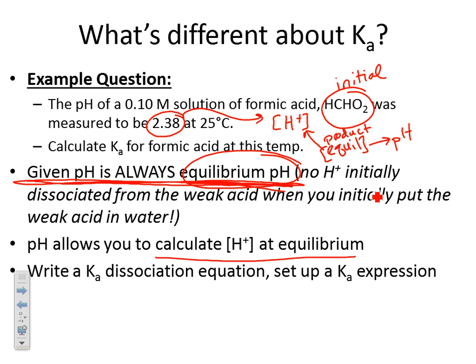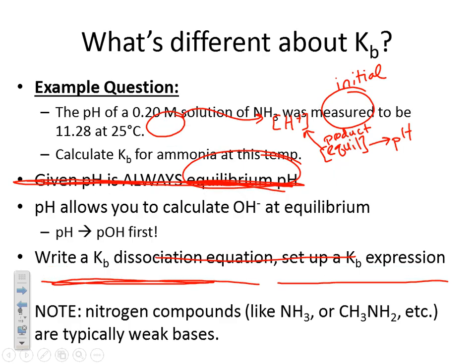If you don't have a reaction written, like we actually don't in this particular problem, write a Ka dissociation equation for the formic acid. So HCHO2 goes to H+ plus CHO2 minus, and then you're just going to set up a Ka expression. You're going to fill in the ICE chart for that Ka reaction that you wrote, and then go to a Ka expression, plug, solve.